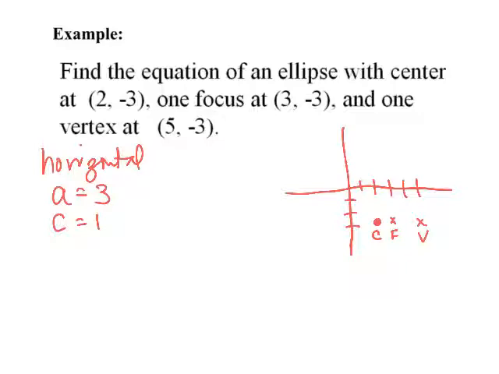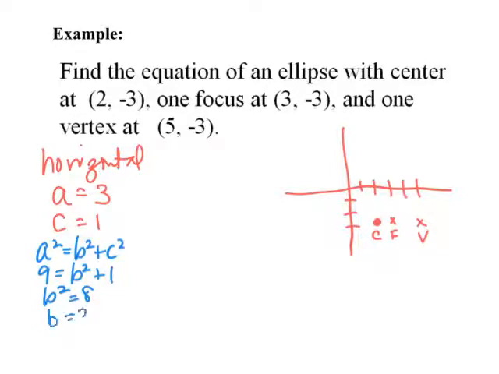So I'm just going to change my pen here. So we know that A squared equals B squared plus C squared. So 9 equals B squared plus 1. So B squared is 8. And that means B is 2 root 2, which is approximately 2.83, which I'm going to go ahead and plot on my graph. So if I go from C in the other direction, 2.83, and down not quite 3 here.